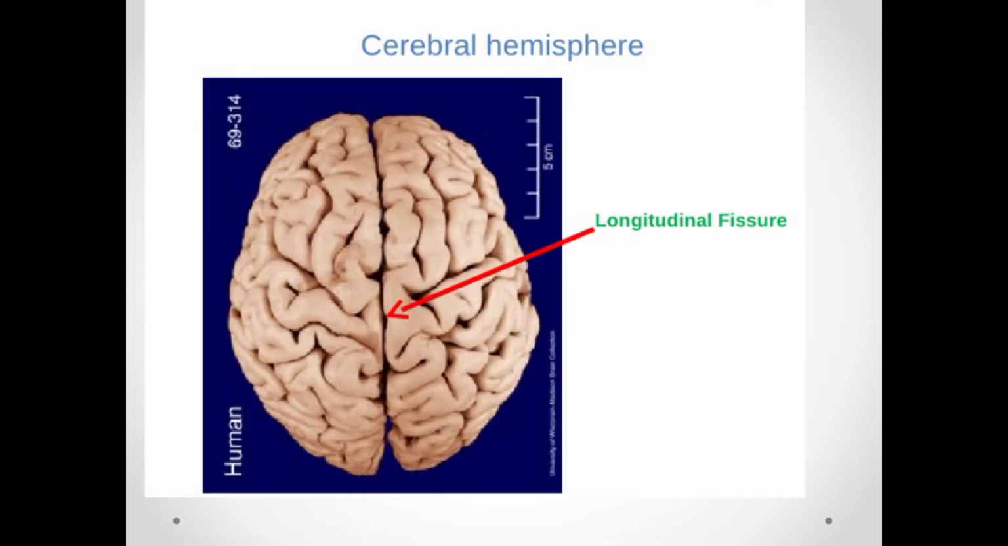Now you can see in the figure here, it is a part of the cerebrum. It is the largest part of the brain. It consists of two cerebral hemispheres. These two cerebral hemispheres are incompletely separated by the longitudinal cerebral fissure. You can see the fissure present here. This is called the longitudinal fissure, which separates the two cerebral hemispheres.